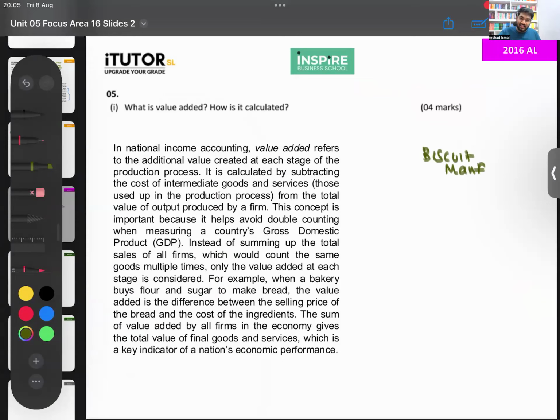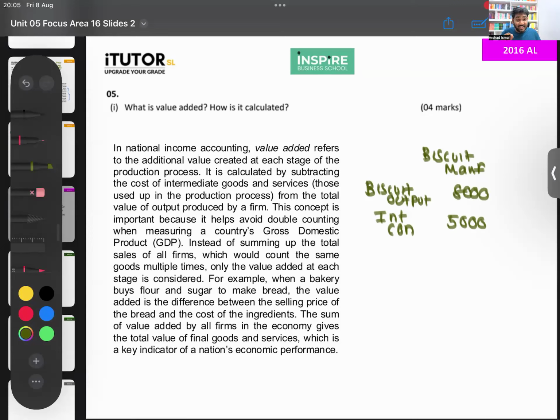he is getting, let's say, flour, sugar, all of it from outside. That is what you call his intermediate consumption. So let's say he gets flour, sugar, and all of it worth 5,000. And then he mixes this flour and sugar and makes biscuit. He gets an output of biscuit. So his biscuit output is, let's say, worth 8,000.